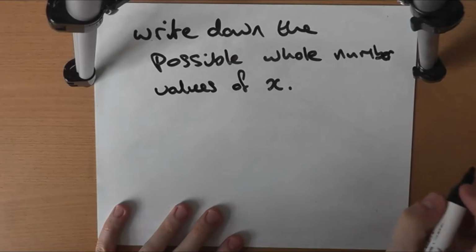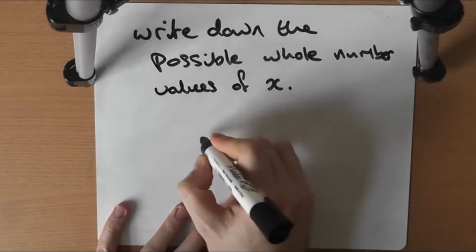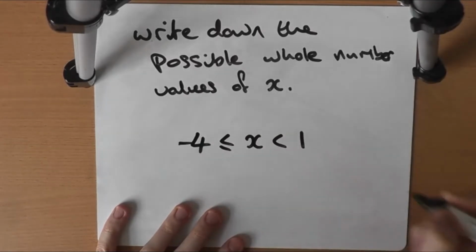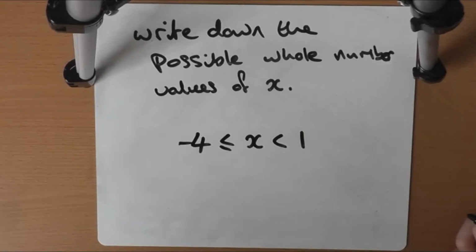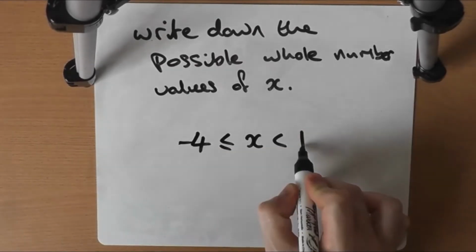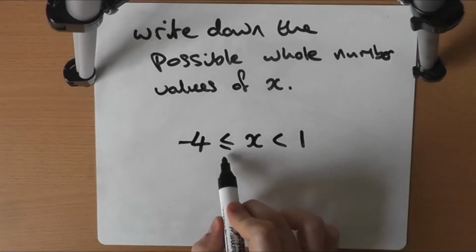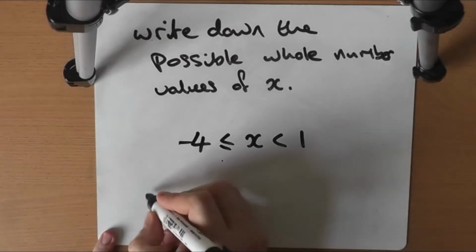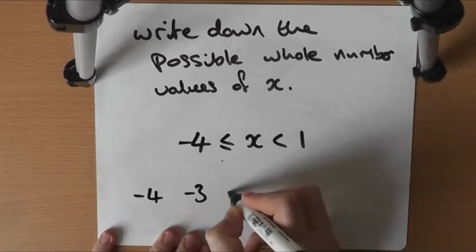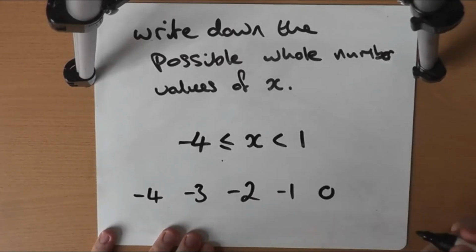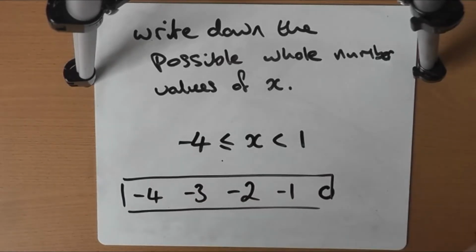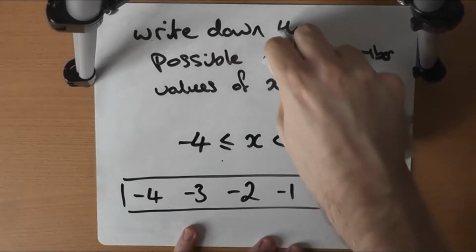Write down the possible whole number values of x. Something like that, for example. So x is between -4 and 1. We can include the -4, we cannot include the 1, and we are only thinking whole number values. So -4 is included, -3, -2, -1, and 0. We can't include the 1, they are the only possible values that x could take if we are sticking with whole numbers.